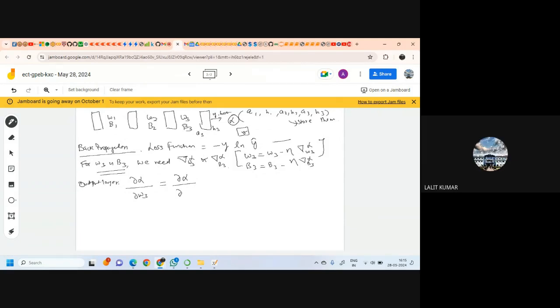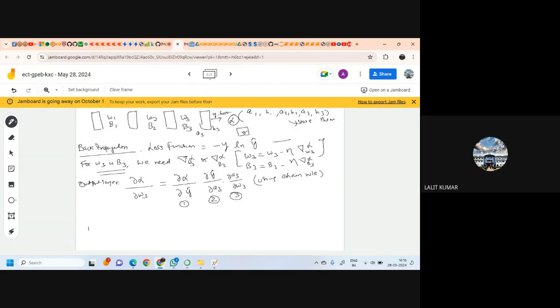Okay. So we had come here. del L by del W3 we can write down as del L by del y hat, del y hat by del A3, and del A3 divided by del W3. This is using the chain rule. Now, there are two parts. Today I will explain in detail. So, first part: this is one, this is two, this is three.